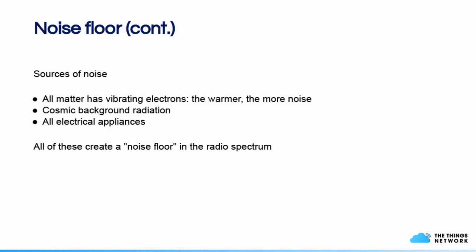All matter is built up of atoms, and these atoms have vibrating electrons around them. Moving electrons cause an electric and magnetic field. The warmer the matter, the faster these electrons vibrate, and the stronger these fields will be. Noise also comes from above, from the stars. That's called cosmic background radiation. And all electric appliances have electrons flowing through them, which again causes noise. The combination of all these noise sources causes the ever-present noise floor in the radio spectrum.